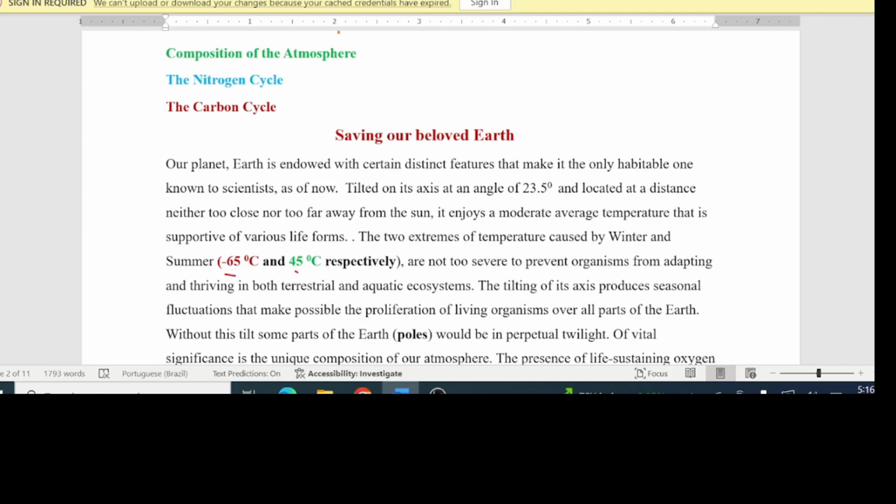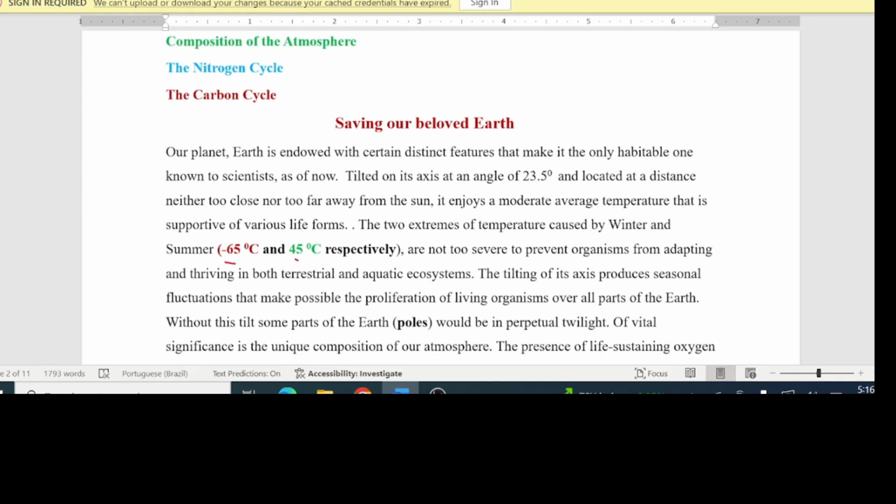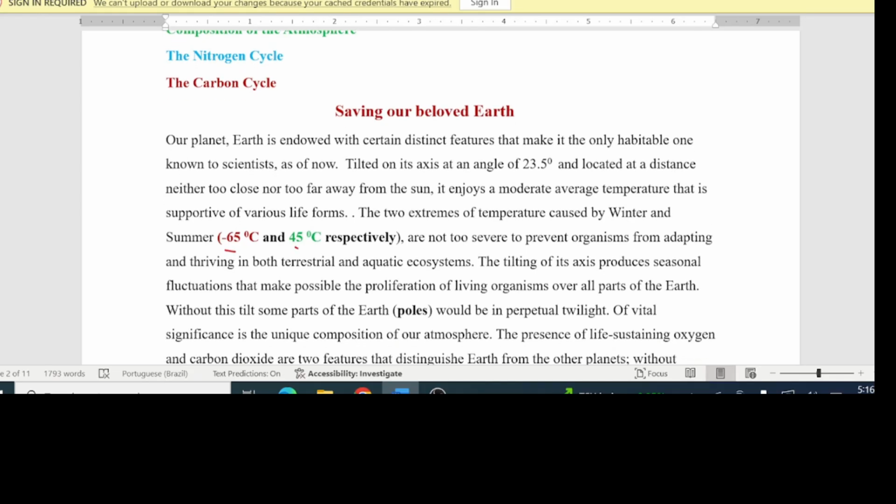Our planet Earth is endowed with certain distinct features that make it the only habitable one known to scientists as of now. Tilted on its axis at an angle of 23.5 degrees and located at a distance neither too close nor far away from the sun, it enjoys a moderate average temperature that is supportive of various life forms.